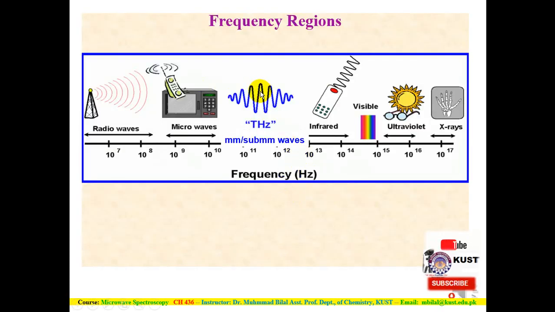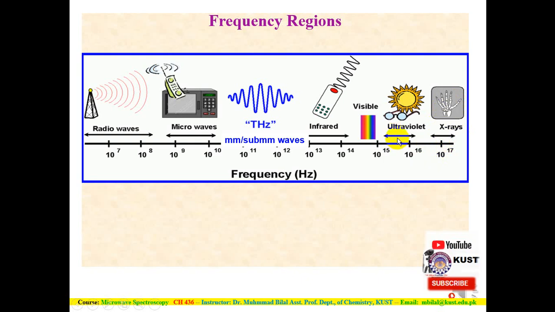First of all, we will discuss the different regions of electromagnetic radiation. Electromagnetic radiation is composed of radiation of different frequencies. Each region of electromagnetic radiation can cause a specific type of transition in the molecule. For example, we have X-rays. This region of electromagnetic radiation causes inner shell electronic transitions.